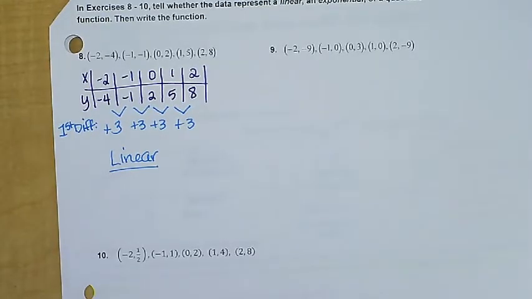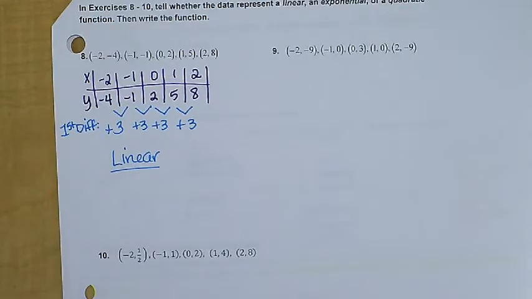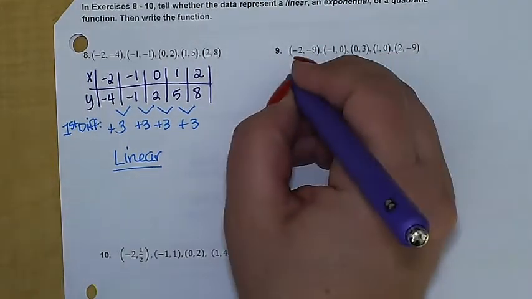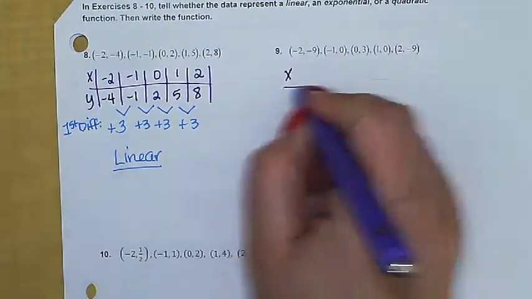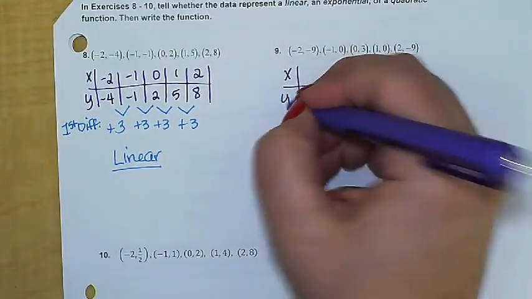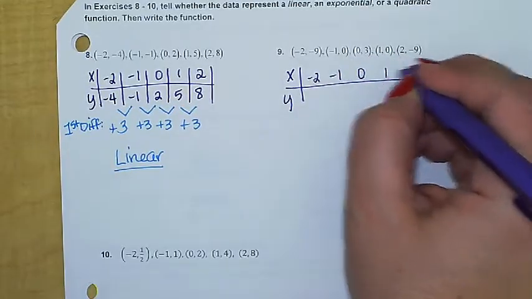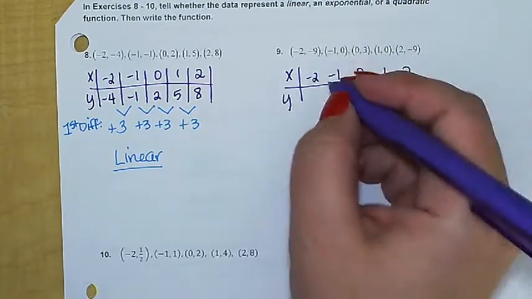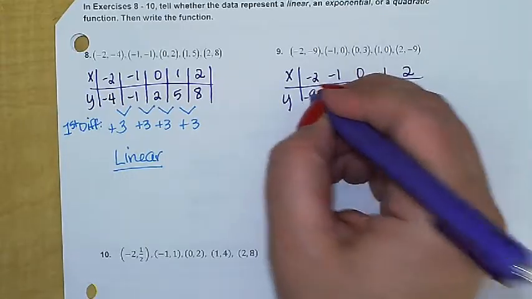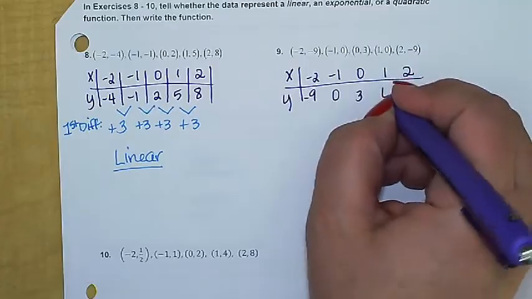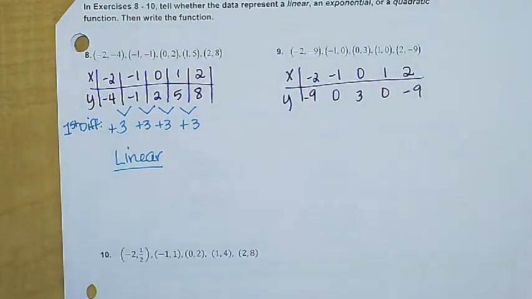Okay, hopefully you got linear on this one, and it is linear. That first difference is already constant. You're good to go. Try number 9. Let's try that. And again, make yourself a little table of values. That might help organize things here. You've got that -2, -1, 0, 1, and 2. And then for our outputs, we've got -9, we've got 0, 3, 0, and -9.